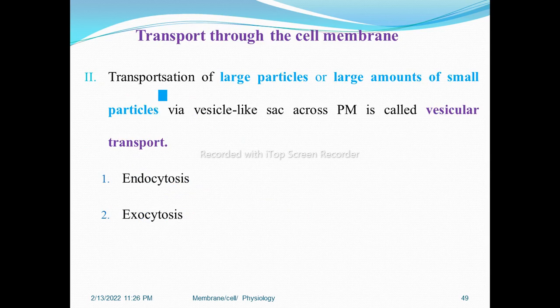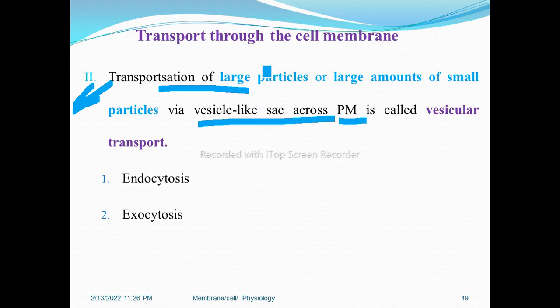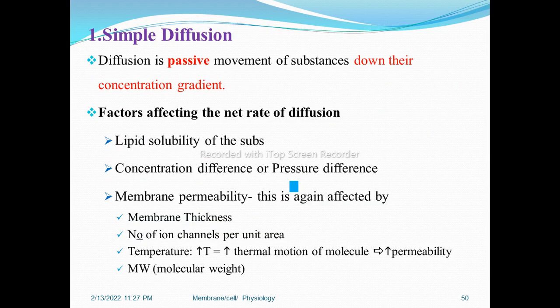The other type of transportation is the transportation of large molecules or large particles. These large particles are transported via vesicle-like sacs across the cell membrane. The process of passing large particles through the cell membrane via vesicles is called vesicular transport. Vesicular transport is divided into two: endocytosis and exocytosis. All these types of transportation we will see one by one.